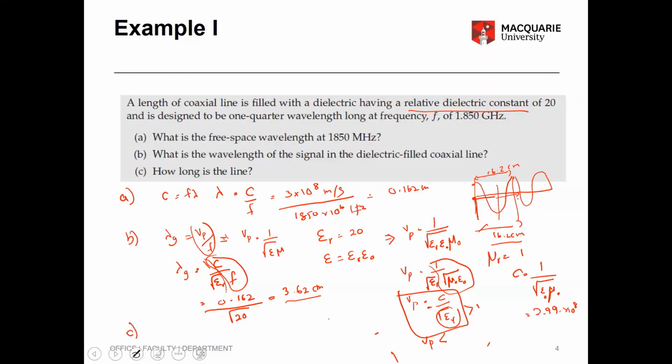Now, if you read the question again, a length of the coaxial line is filled with dielectric, having a relative dielectric constant of 20, and is decided to be 1/4 wavelength. So we know that is a full wavelength. So 1/4 would be 3.62 centimeters. So that's roughly about 9 millimeters. So that's the length of that line. So this is an example of using what you've learned before. Okay, so we'll move on to the next one.